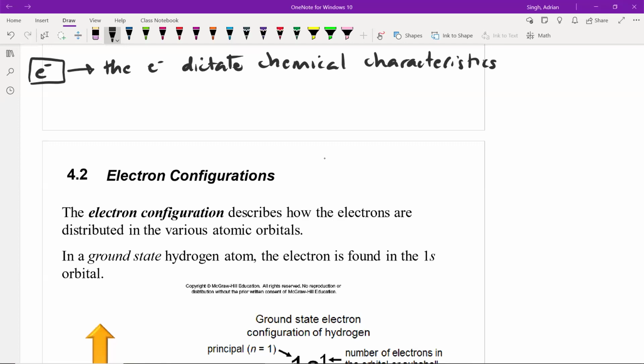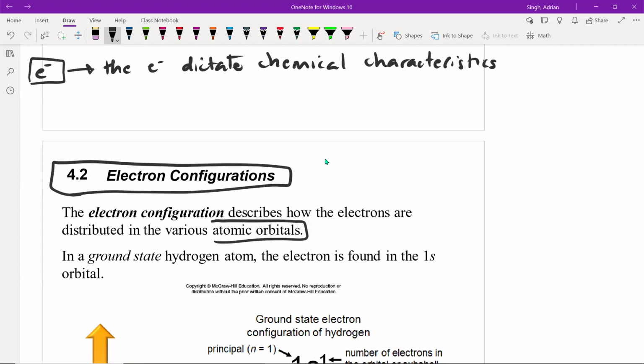So this is why we're going to spend a lot of time in this section talking about the electrons, how they are arranged, how they're configured, etc. Because chemical reactivity and chemical characteristics can all be boiled down to the electrons. So we're going to take a look, first of all, at something known as the electron configurations. And we're going to use some of the information we learned in the previous sections in terms of our atomic orbitals, our energy levels, subshells, shells, etc.